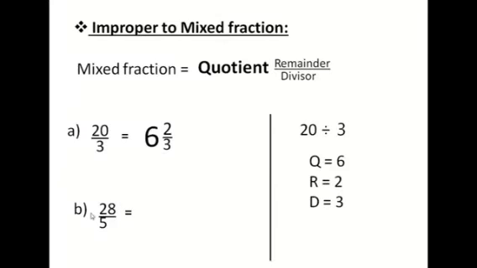I hope the next sum, 28 by 5, you can do by yourself. So please divide 28 by 5. So 5 5s are 25. 3 is the remainder. Now write in terms of a mixed fraction. So it is 5, 3 by 5.